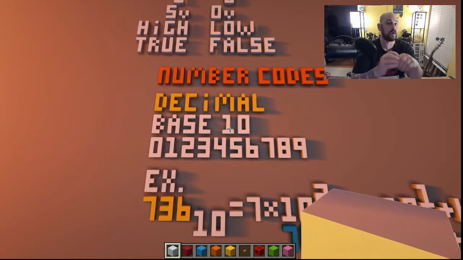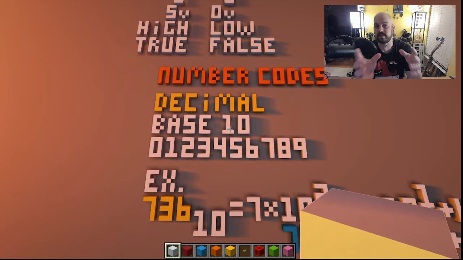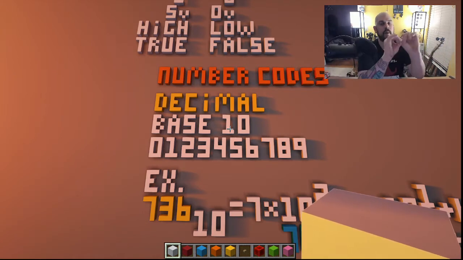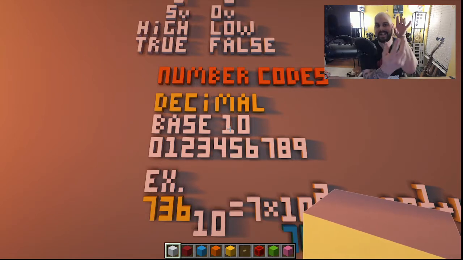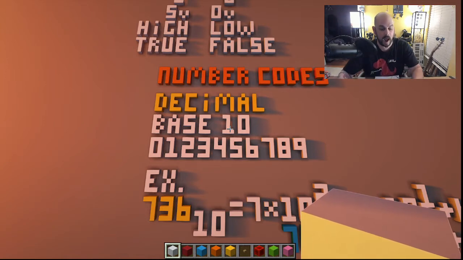Now everything that we want to display on 7-segment displays or wherever, like blocks popping out from pistons that are showing letters and numbers and whatnot, that's going to be our decimal output. That's typically how we're going to use decimal, for outputs.